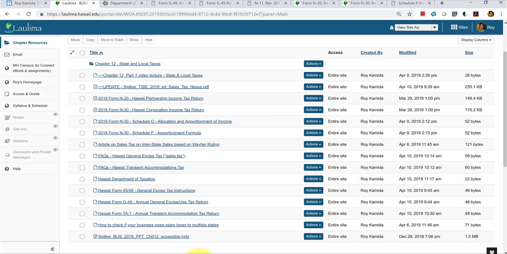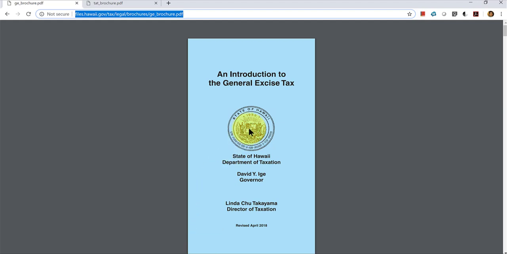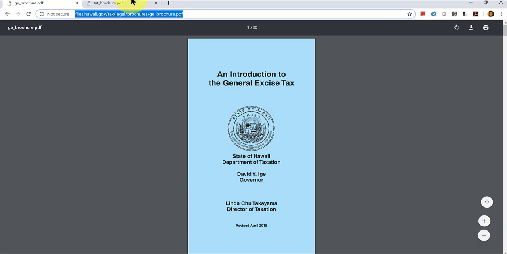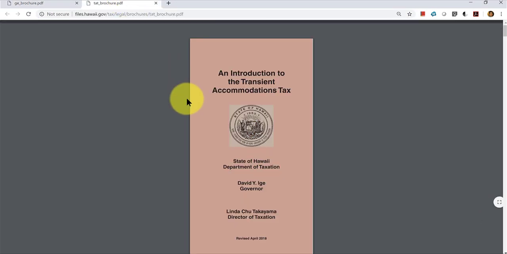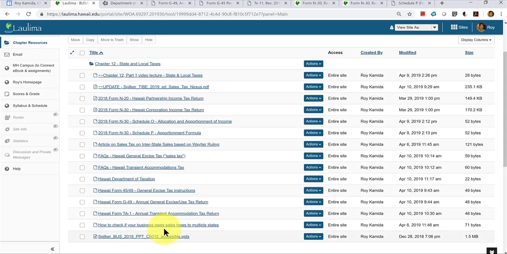So the covers kind of look like this here. This is for the general excise tax, and the other one is for the transient accommodation tax. So just to get an overview, these are really good brochures to review. But let's take a look again at the other links we have here. So there's links for Hawaii income tax forms here.